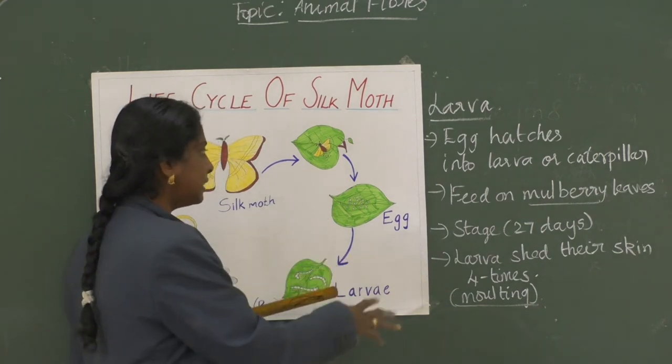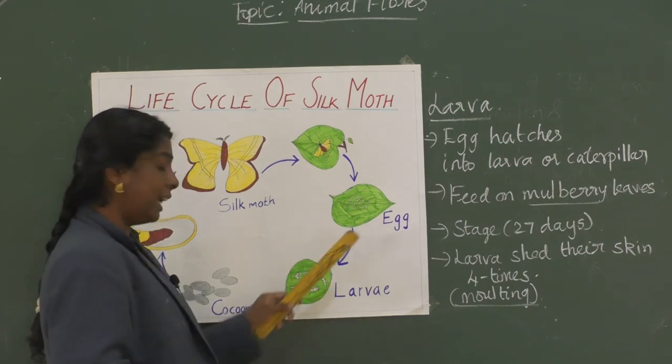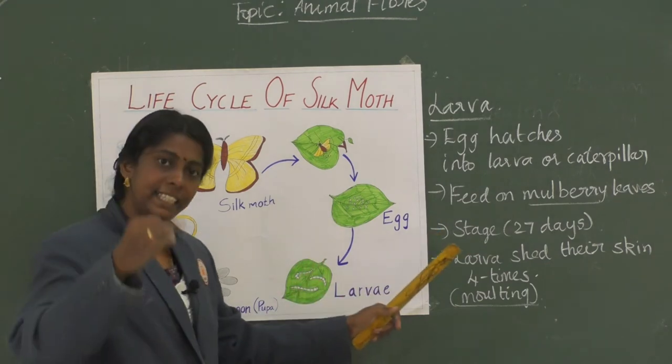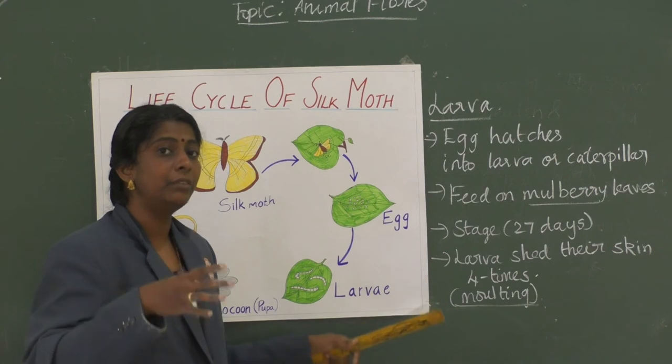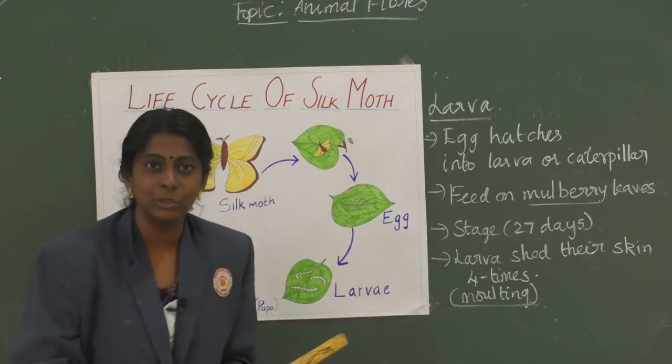So this is the second stage, larva. The egg is hatched into larva, they feed on mulberry leaves, this stage lasts for 27 days, and within this time period they shed the skin 4 times, and that process is said to be molting. Clear, students?